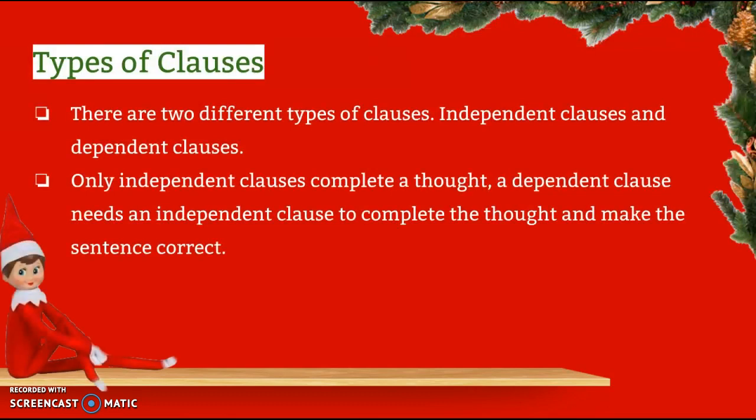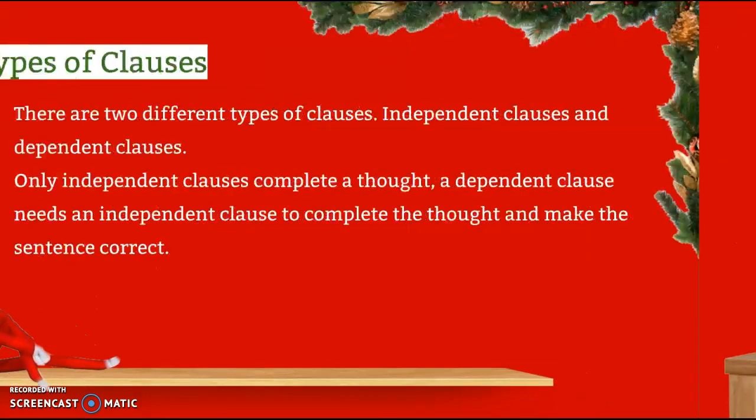There are two different types of clauses, independent and dependent clauses. Only independent clauses complete a thought. A dependent clause needs an independent clause to complete the thought and make the sentence correct.